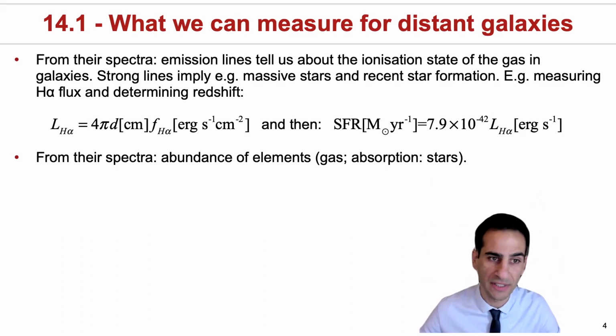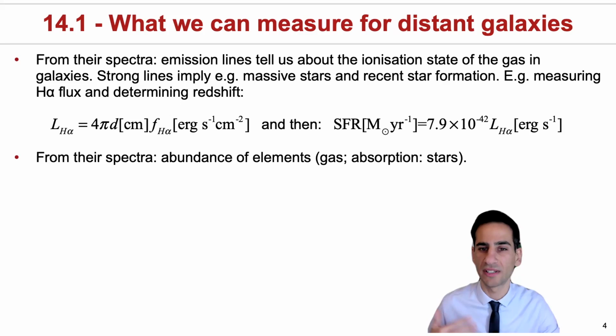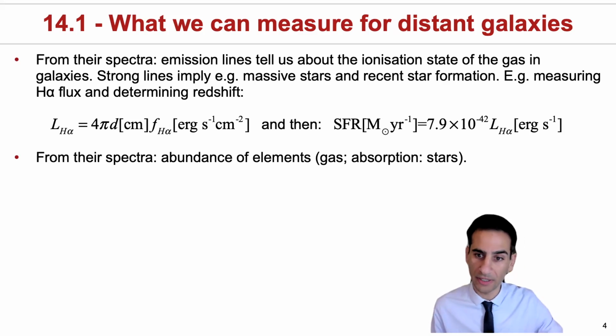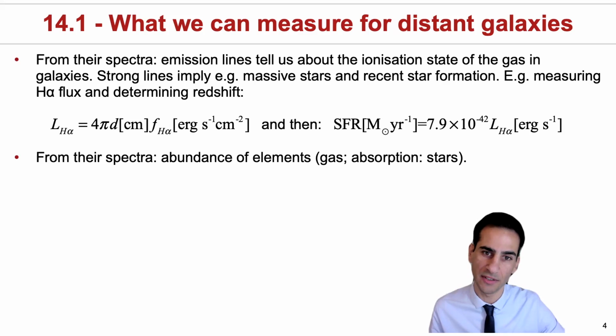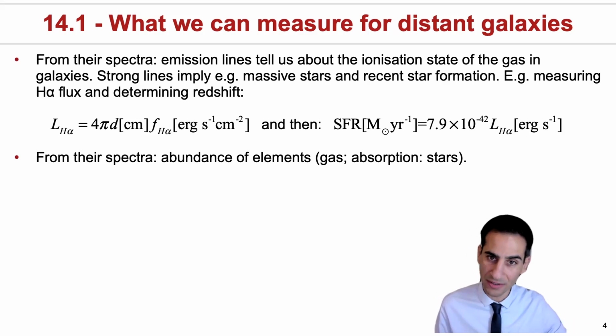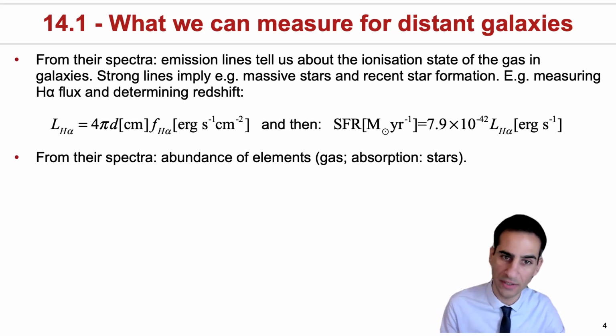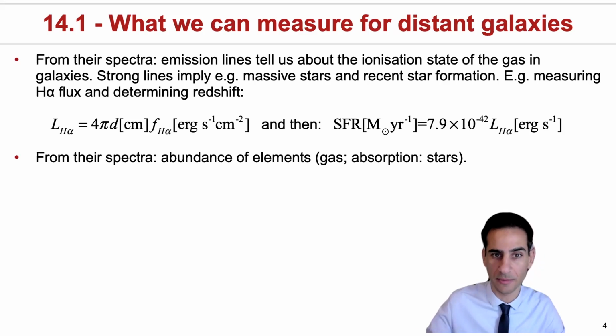On the other hand, we've seen that if we take spectra, we can actually look at the presence of different elements, and with some modeling and understanding of, for example, the temperature, or technically the electron temperature, we can actually figure out the abundance of elements. Typically in emission lines, we'll be looking at the abundance of elements in the gas, while in absorption, we may be able to trace the abundance of elements in the stars that are present in galaxies.